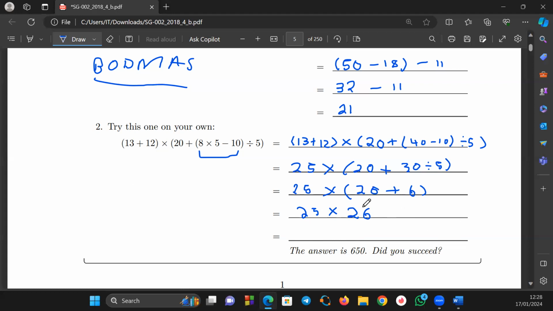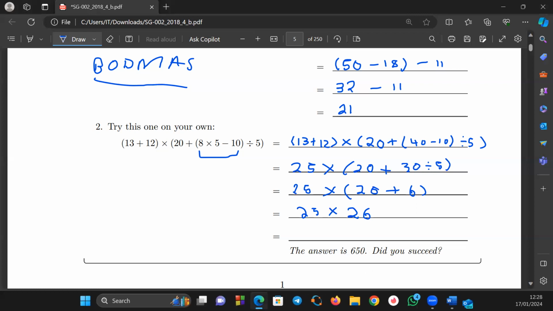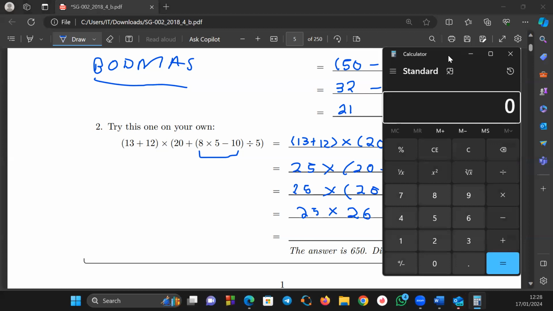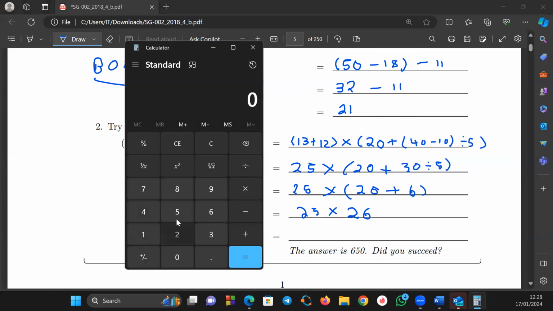You can do it on your side with your calculator, or let me also open a small calculator here. Why is it not opening? Where is that calculator? Okay, we have a calculator now. We can say 25 multiplied by 26 equals 650.